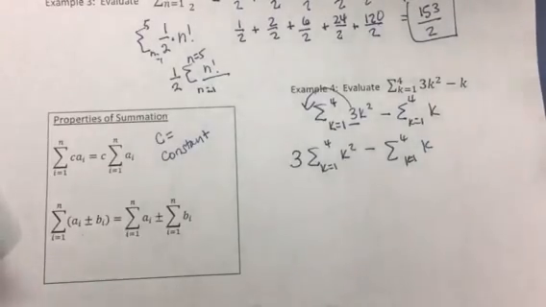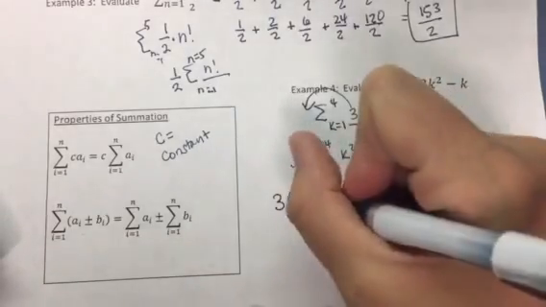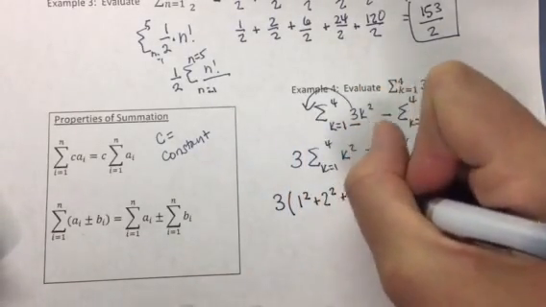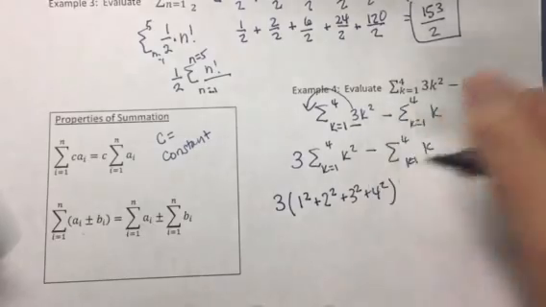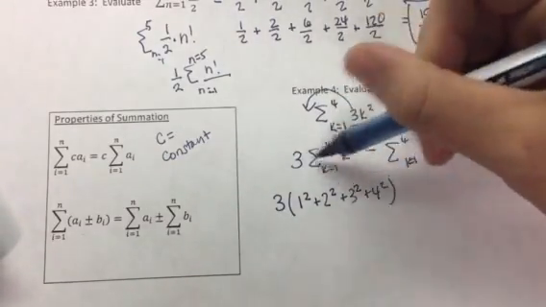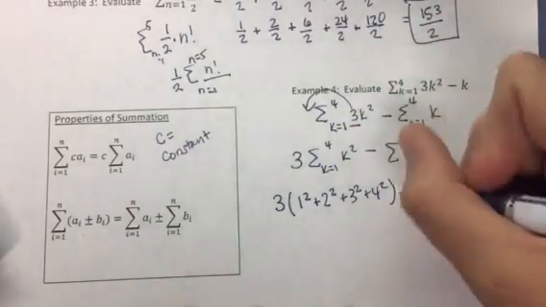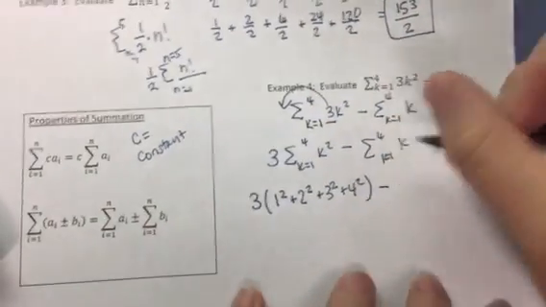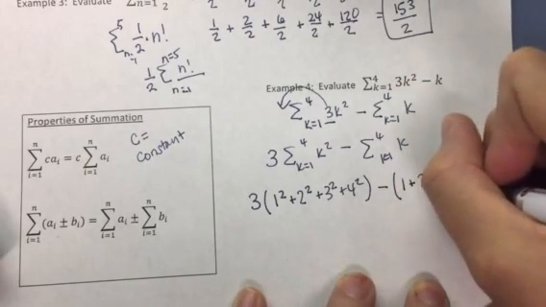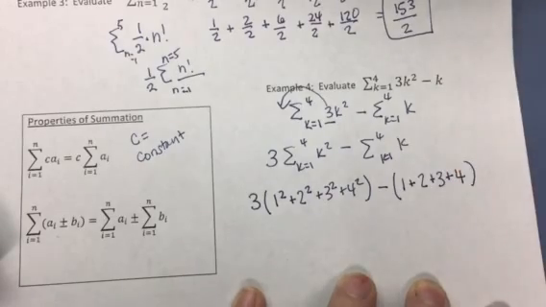So I'm going to basically multiply 3 times 1 squared plus 2 squared plus 3 squared plus 4 squared. And I'm going to stop. So remember, we're adding because that's what we do in our summation. We go from where k is 1 and we stop when k is 4. I'm going to subtract from that, from where k is 1 plus k is 2 plus k is 3 plus k is 4, stop at 4.